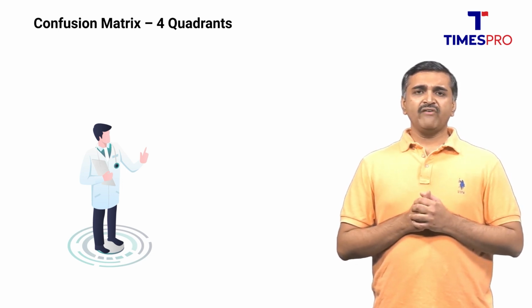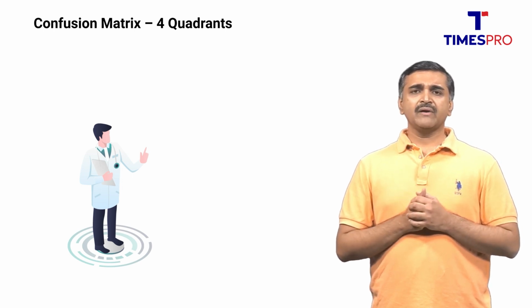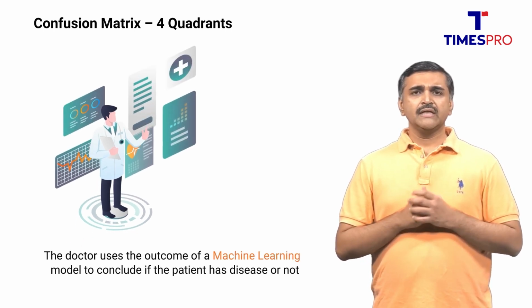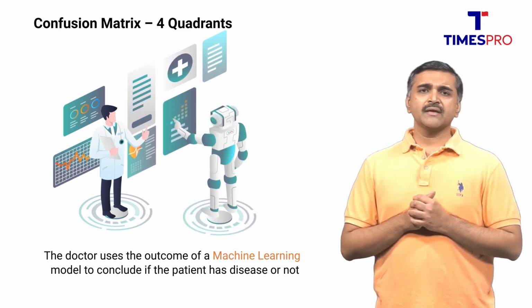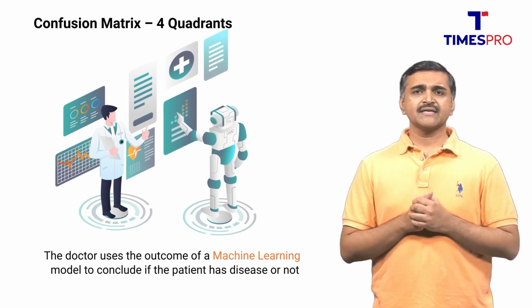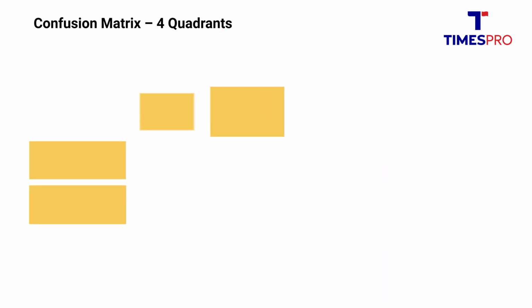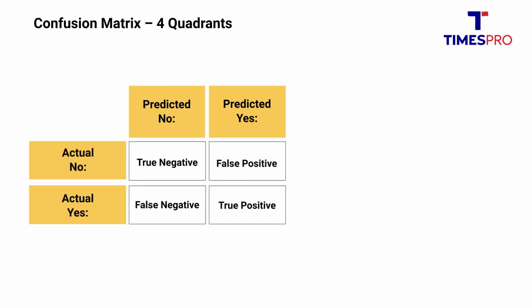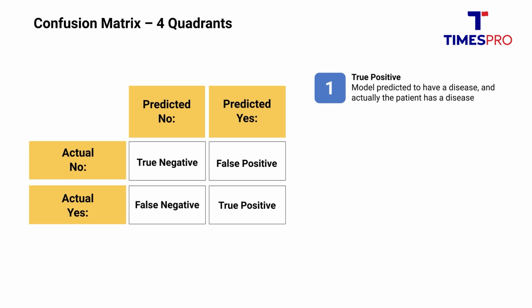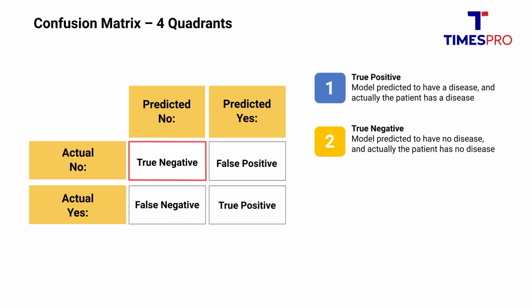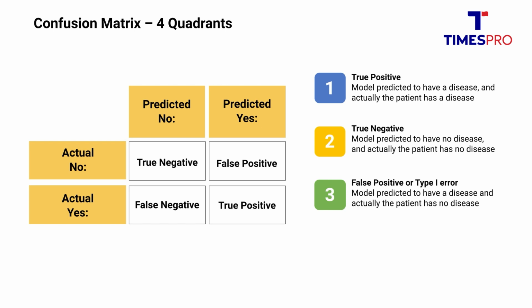Suppose there are people waiting for an examination from a doctor for a disease. The doctor uses the outcome of a machine learning model to conclude if the patient has a disease or not. The model predicts the patient has the disease and actually the patient has the disease, and this is called true positive. If the model predicts the patient having no disease and actually the patient has no disease, that is called true negative. The model predicts the patient to have a disease and actually the patient has no disease. This is called false positive or type 1 error.